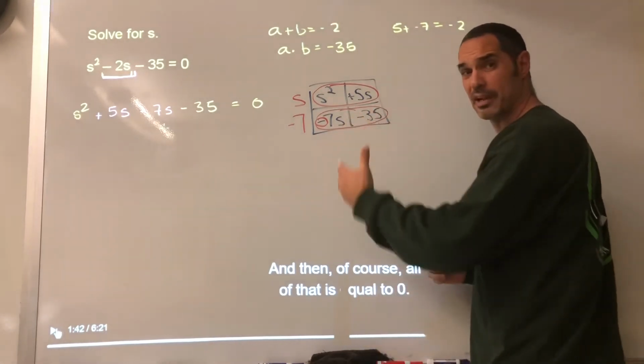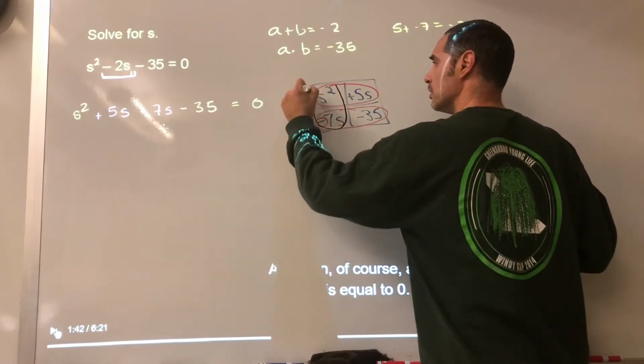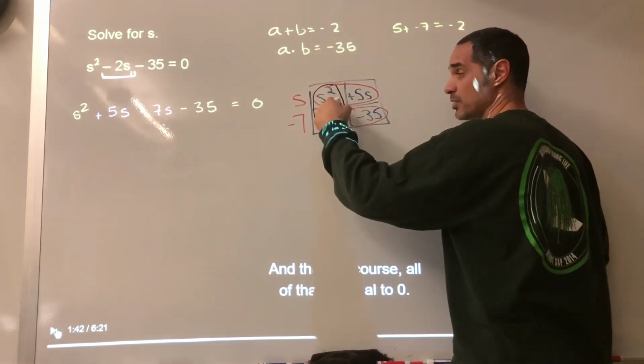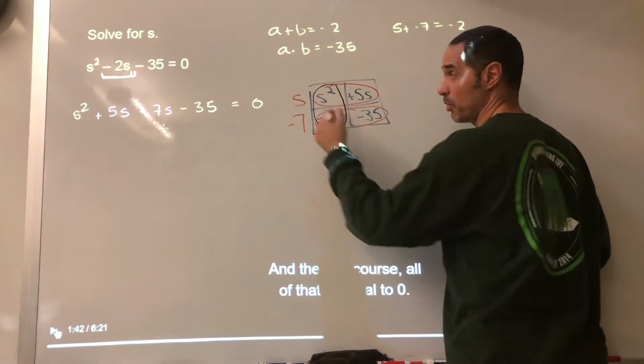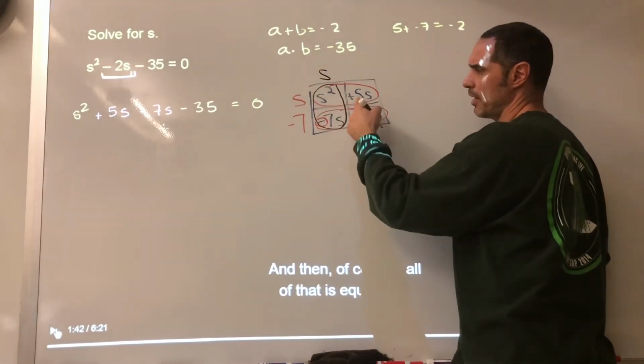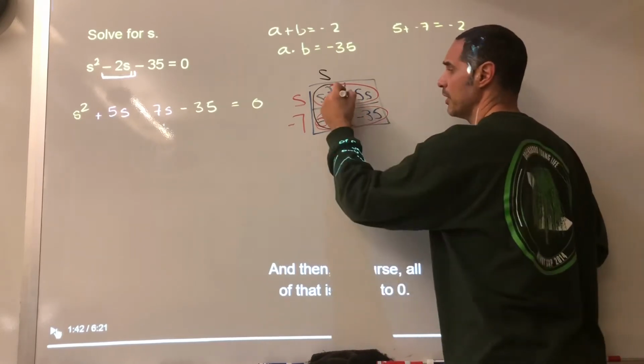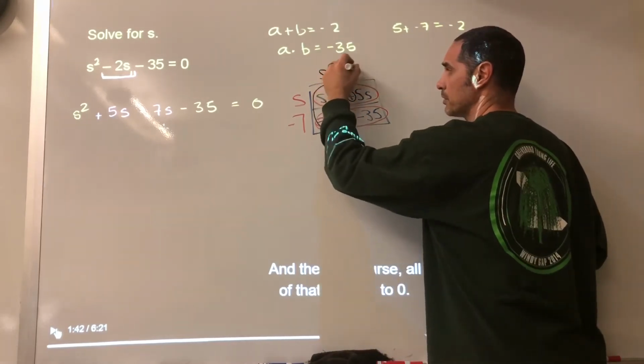And then we have what's happening vertically. So what goes into s squared that also goes into 7s, and they both have an s in common. And what goes into 35 that also goes into 5, and the biggest number there is 5, and this sign comes out front, so plus 5.